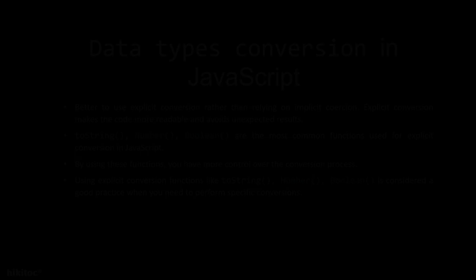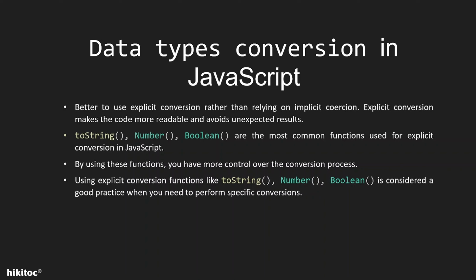So briefly, just to summarize the lesson. When it comes to converting values in JavaScript, it is generally considered better to use explicit conversion rather than relying on implicit conversion. Explicit conversion makes the code more readable and avoids unexpected results. The three functions we discussed here, toString, Number, and Boolean, are the most common functions used for explicit conversion in JavaScript. They allow you to explicitly convert values to strings, numbers, and booleans, respectively.